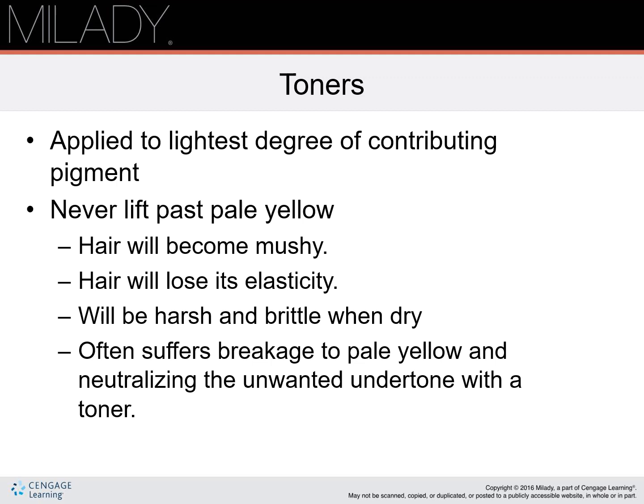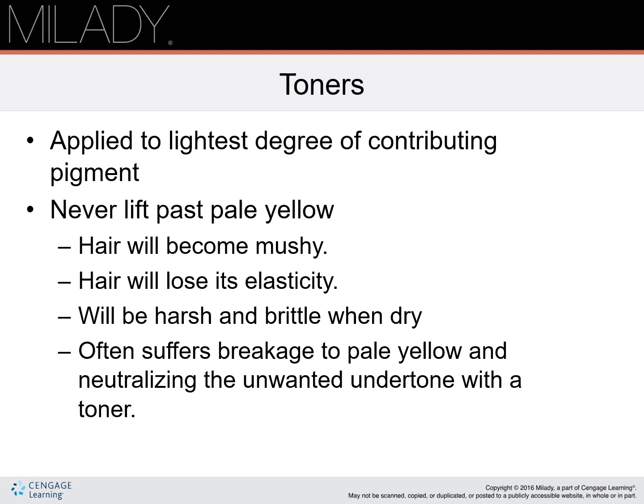Okay, so you're going to apply them to the lightest degree of contributing pigment. So go back to that chart we were just talking about. When I told you, you're going to lift them to the level of the desired and then find out what the contributing pigment is per the chart. Then you'll know how to formulate. The goal is to create the correct degree of contributing pigment as the foundation for the final result. Again, you have to lift to that desired level. Toners can also be used after dimensional hair color services. You can use this when you're doing lowlights, highlights, and a base color all at one time.